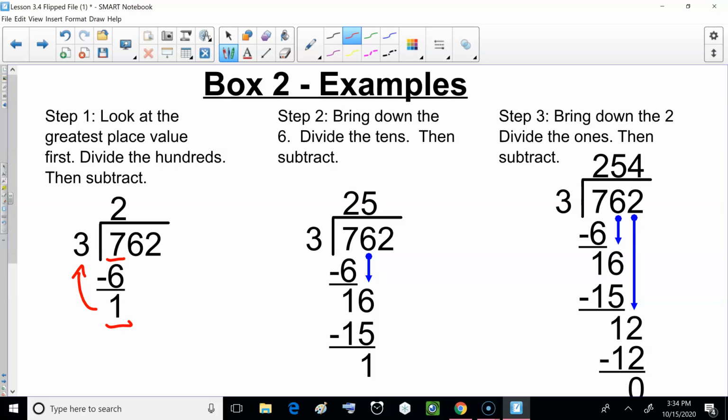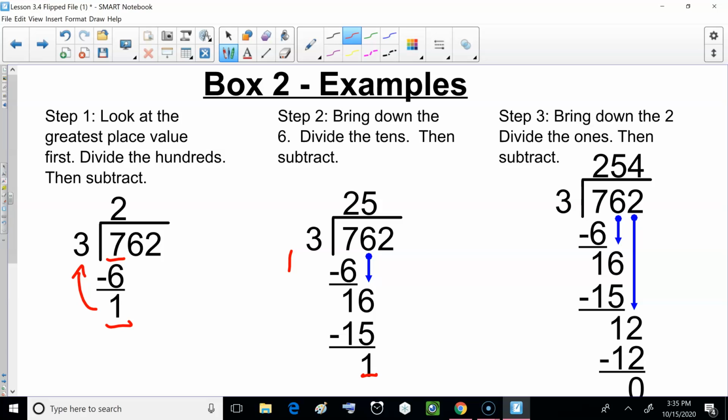So what we're going to do now is bring down the 6. Notice the little blue line right here that's bringing down the 6 in this example. And now our 1 hundred turns into tens, really. So now I have 16 tens. Now I'm in the tens place value. How many tens can 3 make out of 16? Well, that would be 5. 5 times 3 is 15. We know the 1 is less than 3, so we're able to move on to the next one.